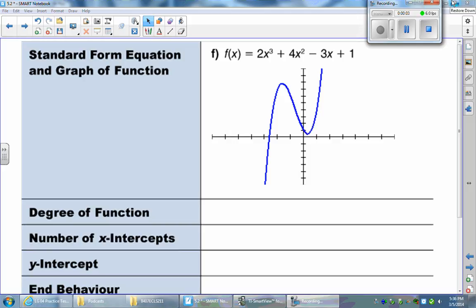5.2 Characteristics of polynomial functions. Here we have the function f of x is equal to 2x cubed plus 4x squared minus 3x plus 1.